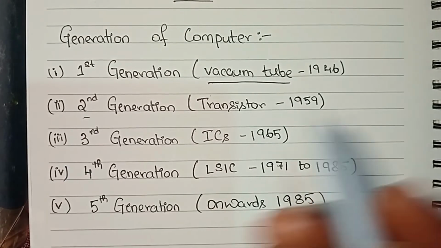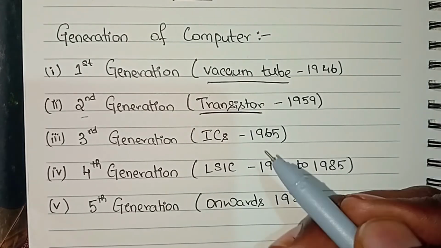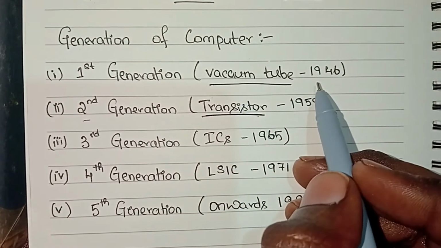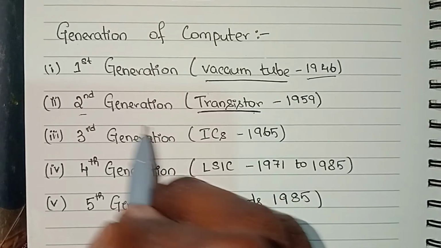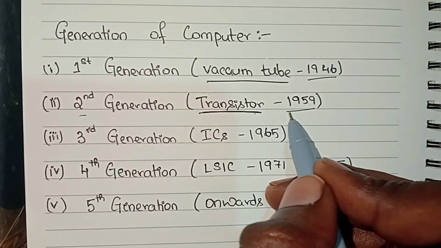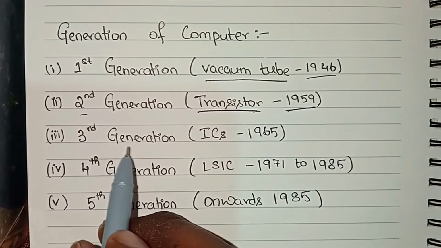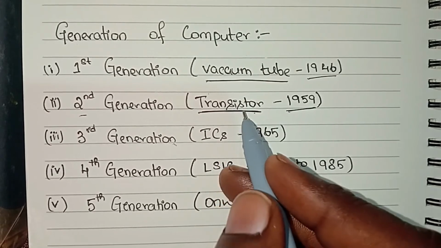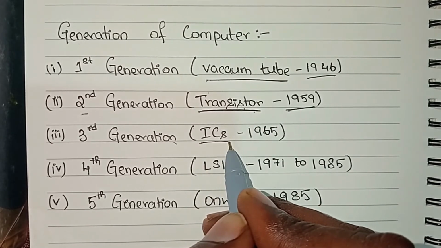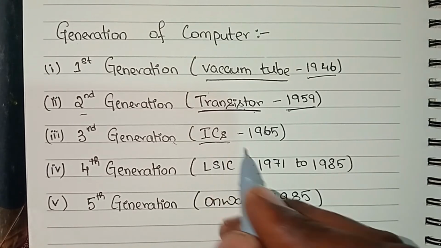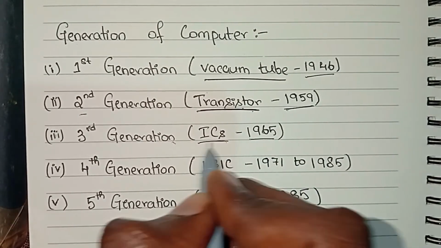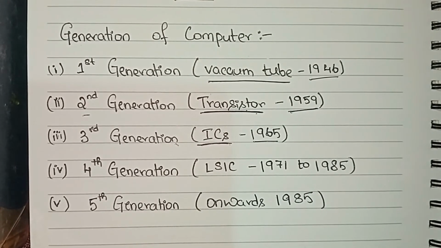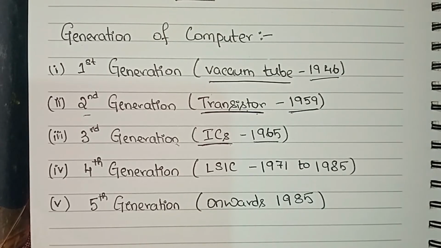In second generation computer systems, transistors were used. Instead of vacuum tubes, it was upgraded to transistors. The first generation was in 1946 and the second generation was highly implemented in 1959. In the third generation, the transistors were replaced by integrated circuits, ICs. In 1965 this technology was brought in. It replaced the traditional usage of transistors in the second generation.